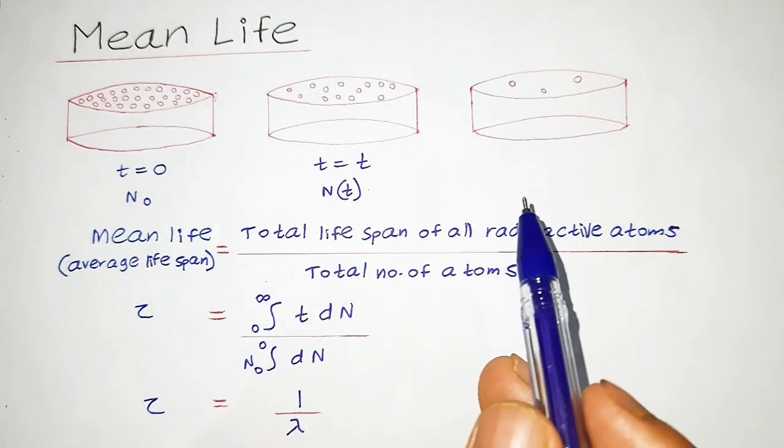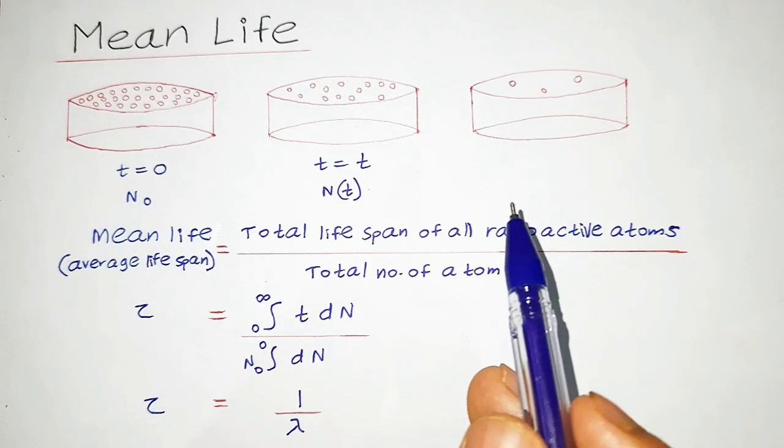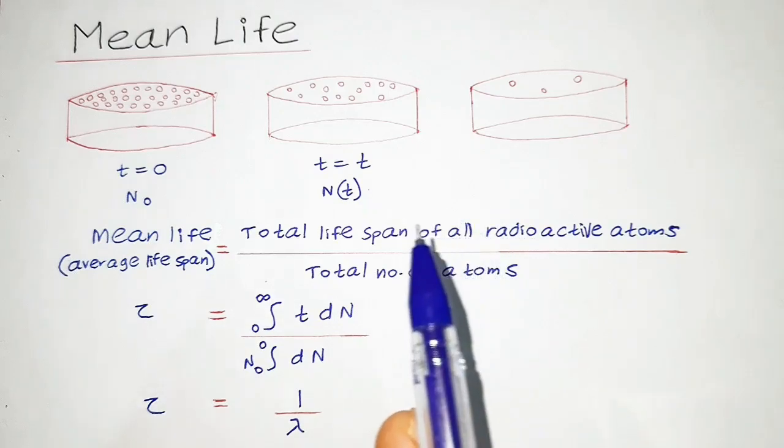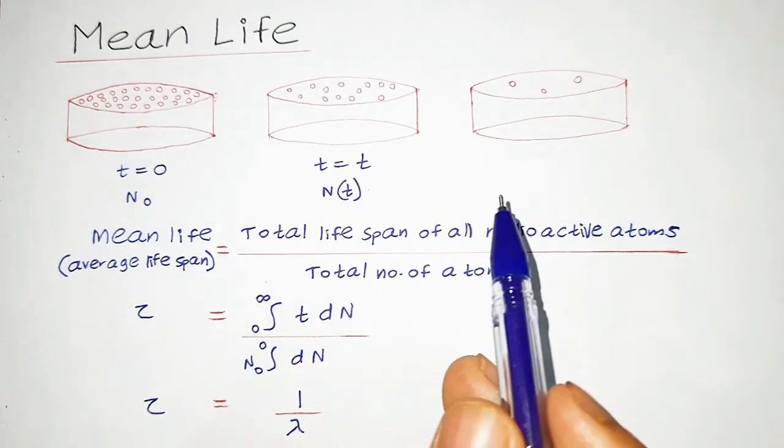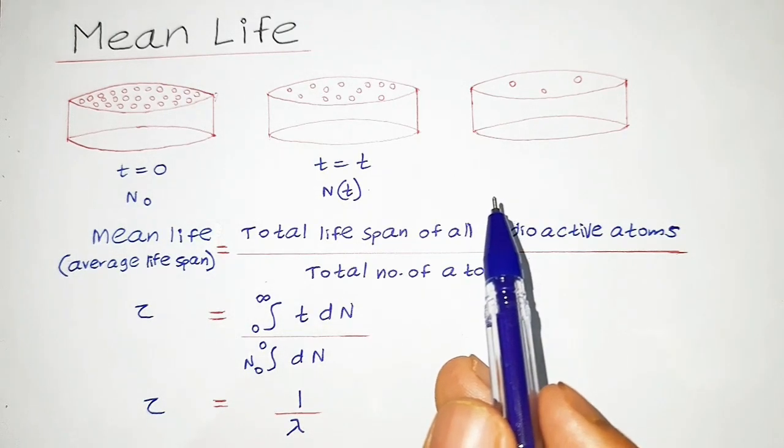As we have discussed, even when we are talking about the same nuclear species, some atoms undergo radioactive decay in a shorter time period, whereas some have a longer time period. That means the lifespan of all atoms is not the same. So, what is the average lifespan or mean lifespan of a radioactive sample? It can be simply calculated by dividing the total lifespan of all the particles by the total number of particles present.